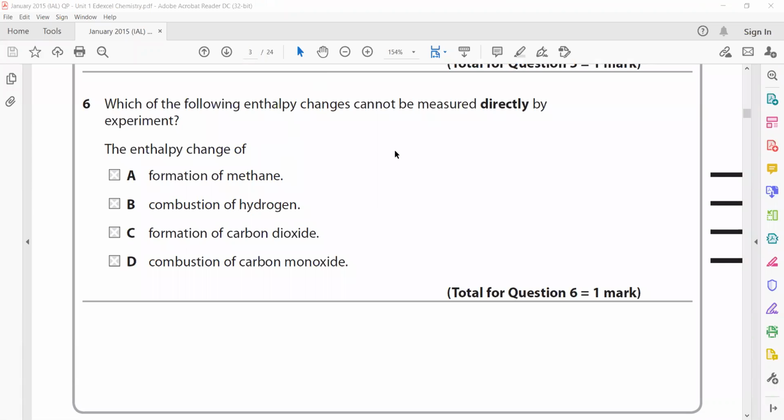Which of the following enthalpy changes cannot be measured directly? So for endothermic reactions, we cannot measure directly. Combustion of hydrogen, exothermic. Formation of carbon dioxide when something is burned, exothermic. Combustion of carbon monoxide, exothermic. So the only one we are left with is the formation of methane, which cannot be measured directly because it will be an endothermic reaction.